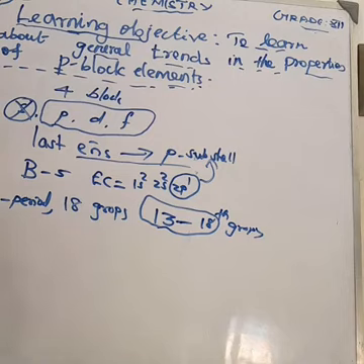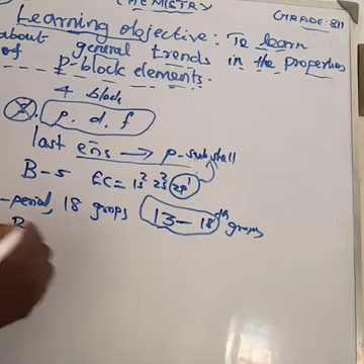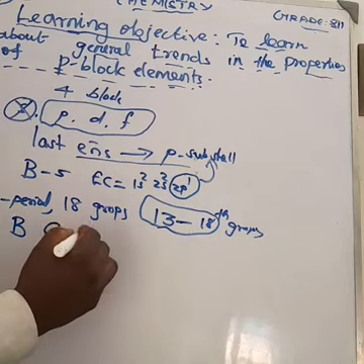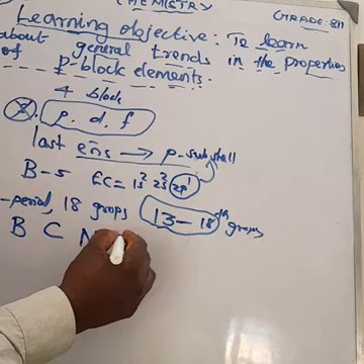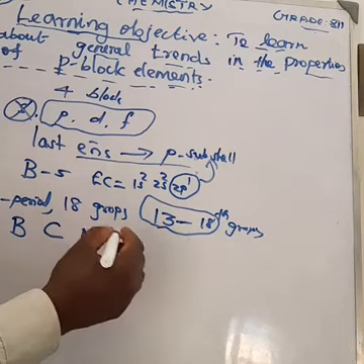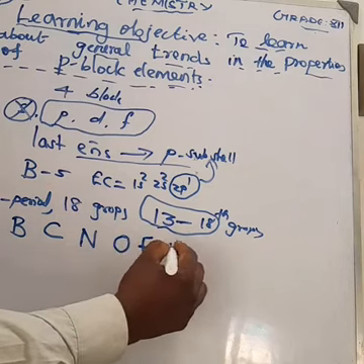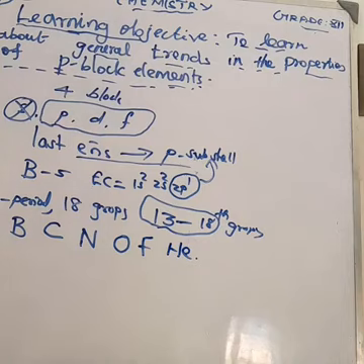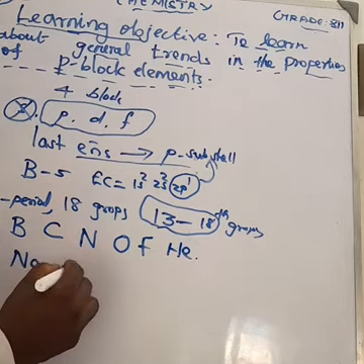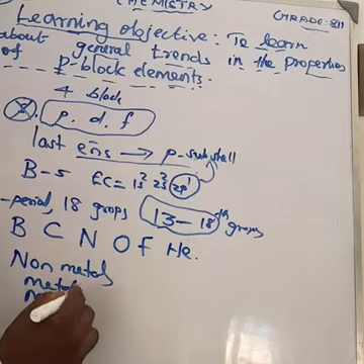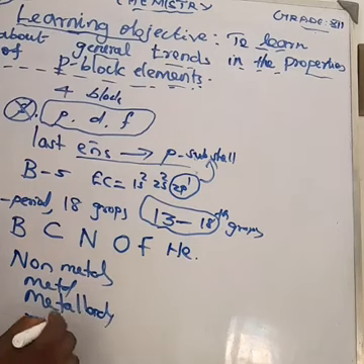In the 13th group, the first element is boron. In the 14th group, the first element is carbon. In the 15th group, the first element is nitrogen. In the 16th group, the first element is oxygen. In the 17th group, the first element is fluorine. And in the 18th group, the first element is helium. Am I right? These groups include some non-metals, metals, metalloids, and some radioactive elements.